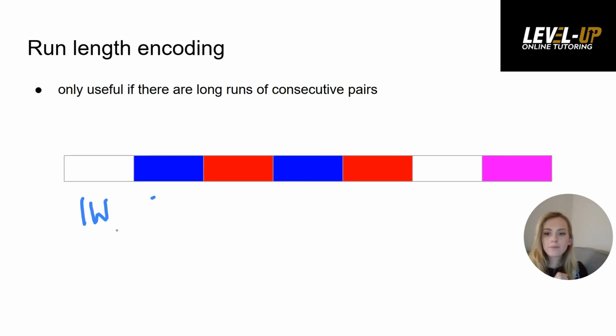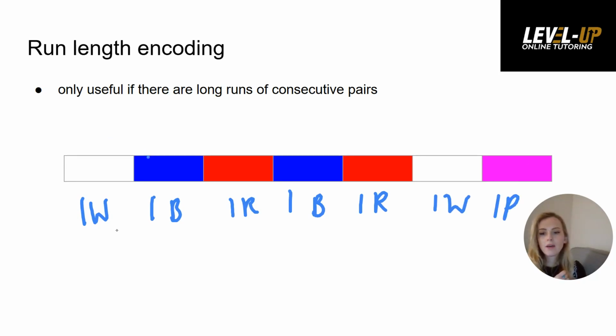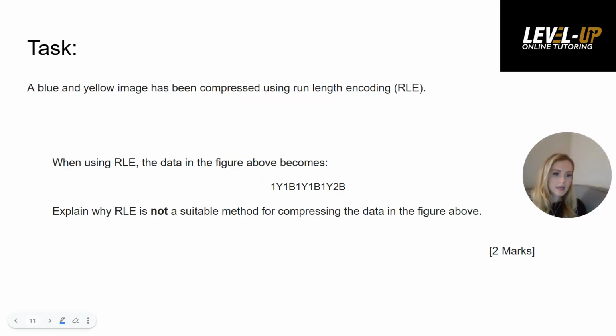So one white, one blue, one red, one blue. Now there aren't any similar values here, the same values. So actually we're adding data at this point, where we could have just put white, blue, red, blue, red, white, purple. And actually I've used an extra character every single time. Okay, so we've talked about run length encoding. It is literally just counting consecutive pairs next to each other.